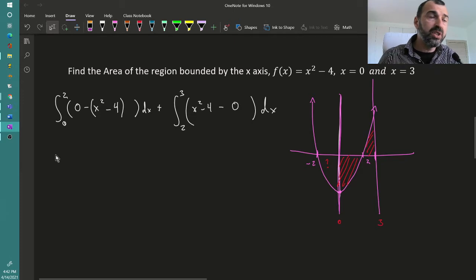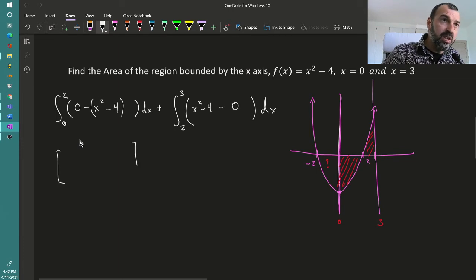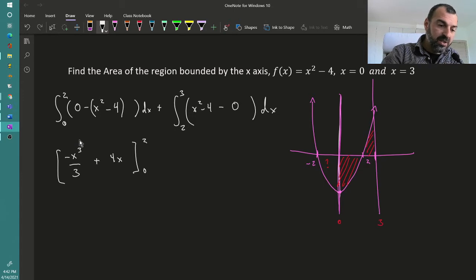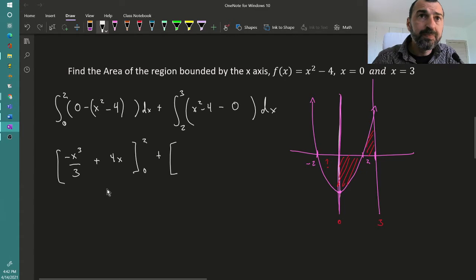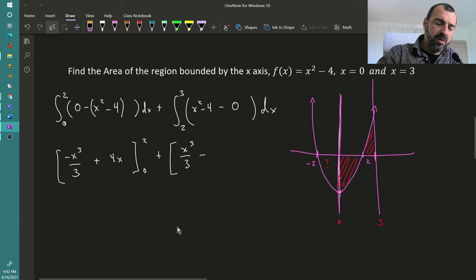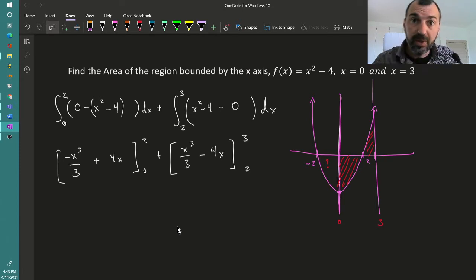Now if you look closely, we've got a pretty basic integral. I'll cut straight to the chase and integrate these. This is from 0 to 2, and I'm going to get negative x to the 3 over 3 plus 4x. Notice my negative 4 becomes a positive 4, and then I integrate 4 into 4x. Plus, from 2 to 3, whoops, sorry about that, I'm going to integrate x squared minus 4 minus 0. I can forget about that 0. So this is just x to the 3rd over 3 minus 4x, and I'll integrate this from 2 to 3.